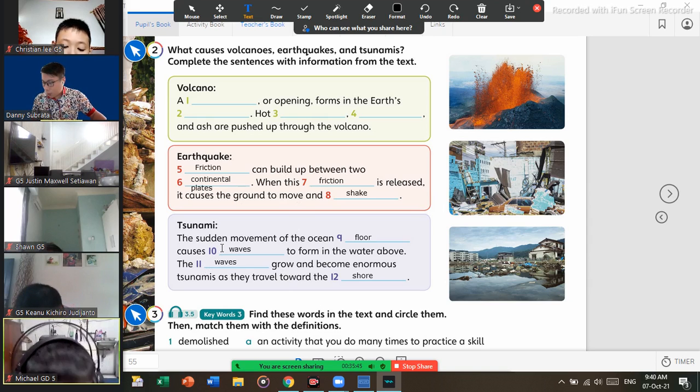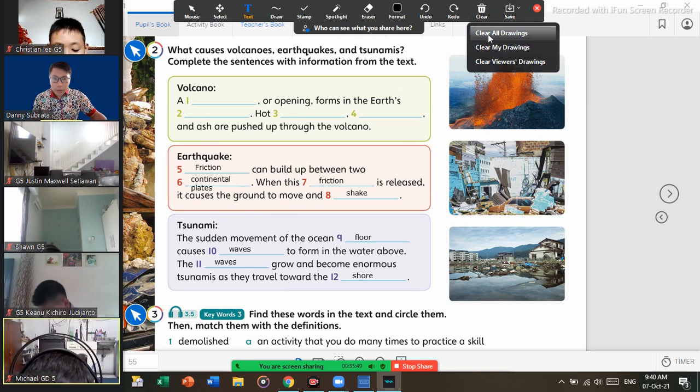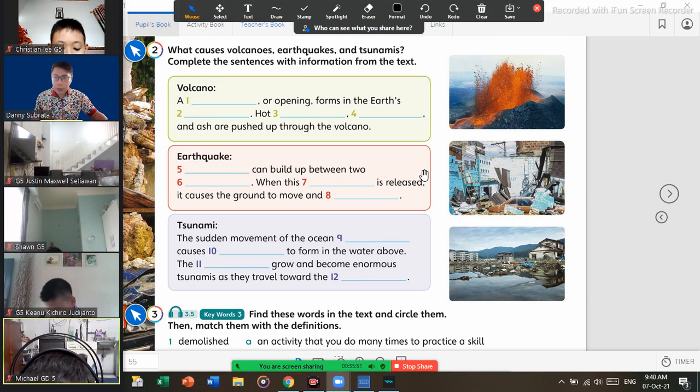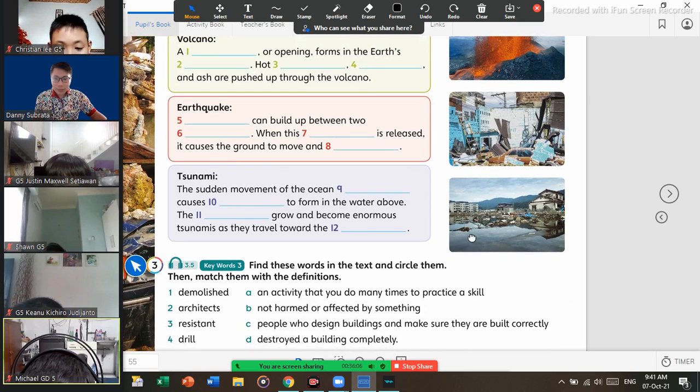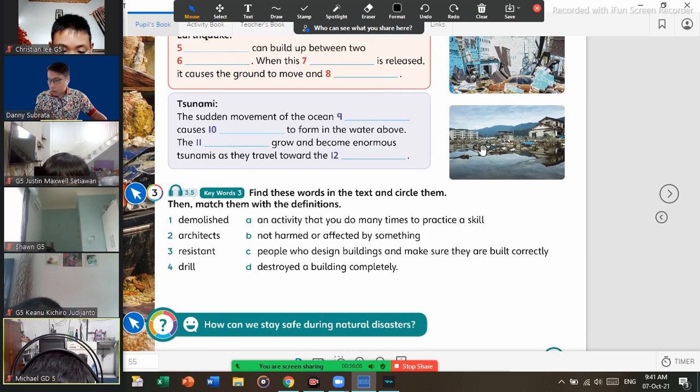So now what we're going to do is I'm going to erase all of this. If you face this catastrophe, these natural disasters, please go somewhere safe so that you will not get hit. Now we want to connect, to match the words with their definitions.